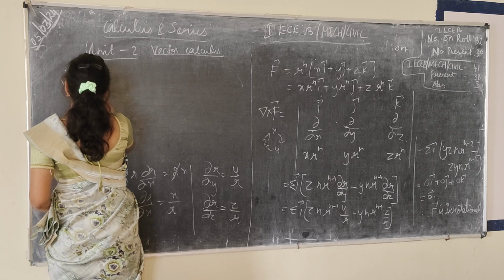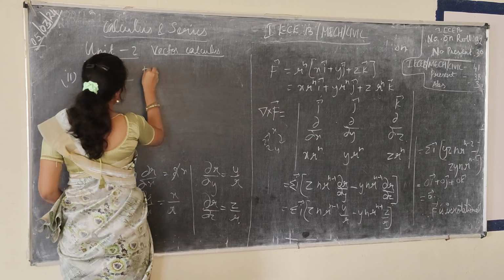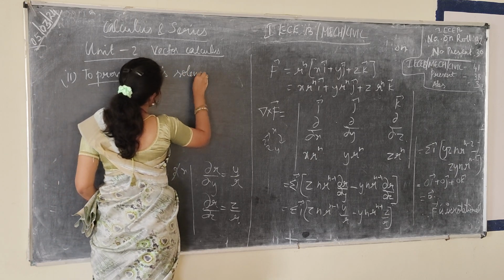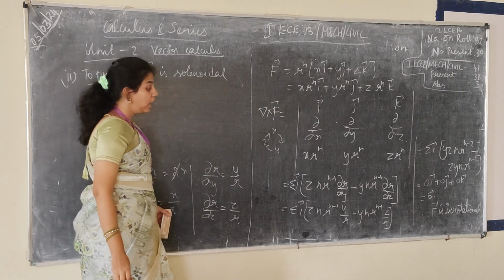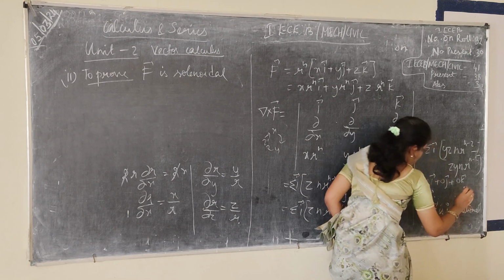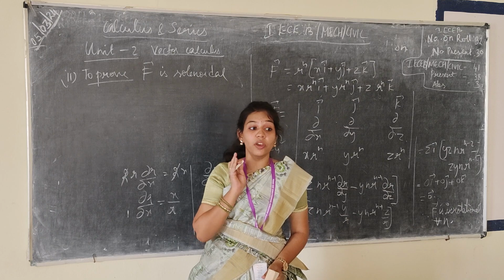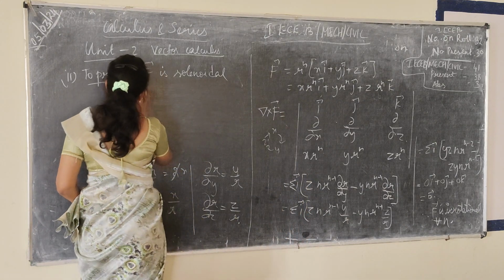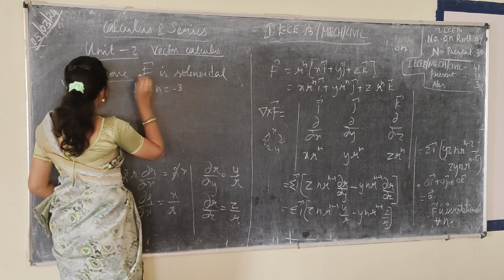Now second solution: to prove f vector is solenoidal for all the values of n. But for solenoidal they have given a limitation. It is 0 only for n is equal to minus 3.